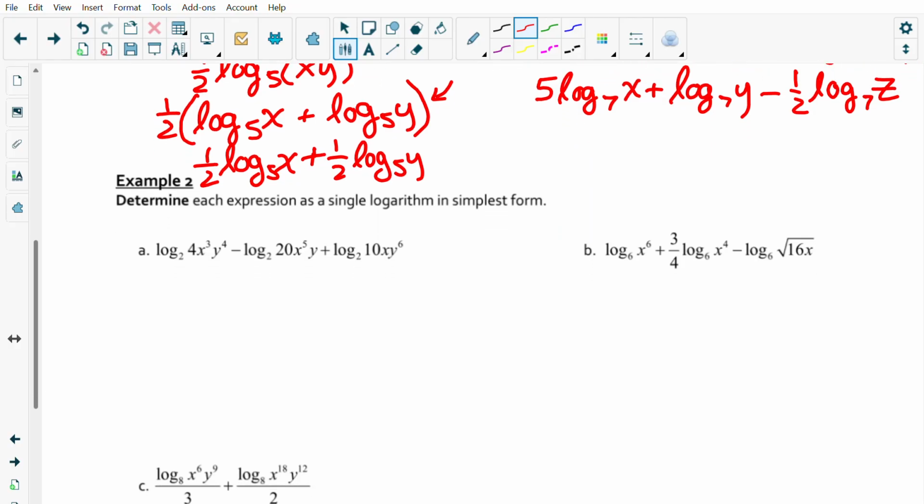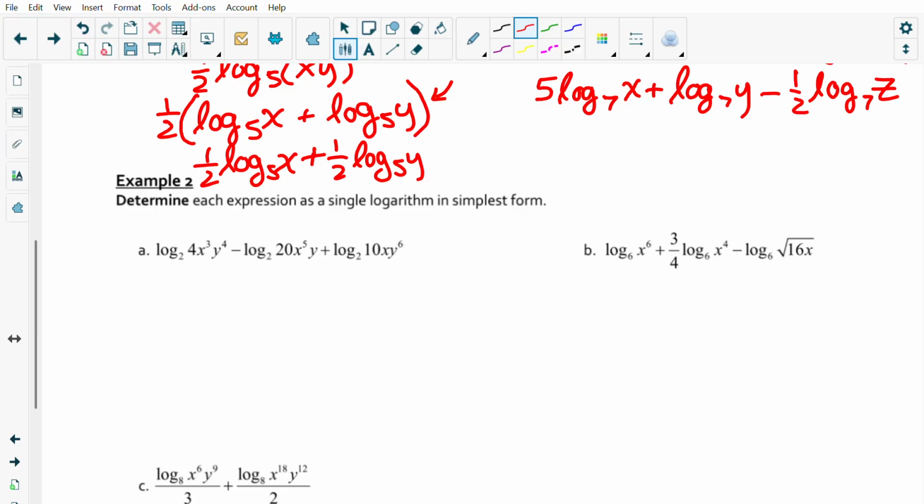Example 2, determine each expression as a single logarithm in simplest form. So now we're going to use the quotient, product, and power law to work backwards and make a single logarithmic expression. I want positive exponents, no radicals. Okay, let's go. So I have log base 2 of 4x cubed times y to the 4th minus log base 2 of 20x to the 5th y plus log base 2 of 10x y to the 6th.